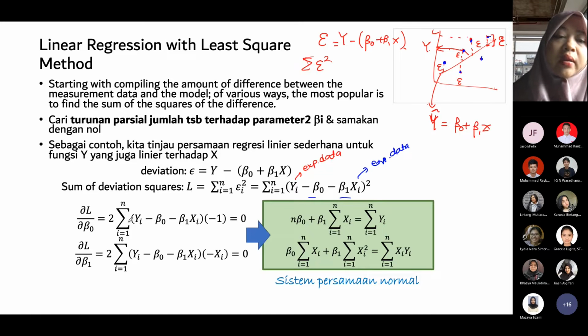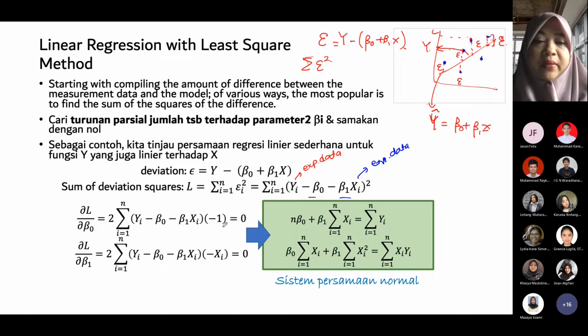The second one, the derivation with respect to beta 1, we have to make beta 0 a constant, while beta 1 is the variable. So here the variable is beta 1, and then this is the derivation. You may want to check the method, whether it is right or not. If you want to check, check with the calculus there.